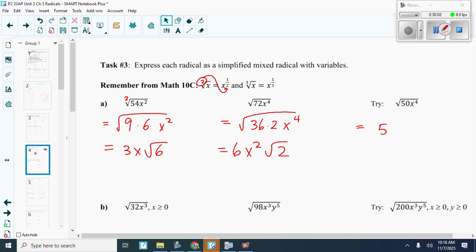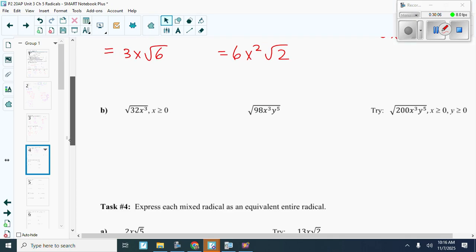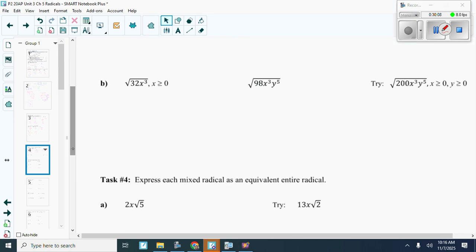So we have 5x square root 2. Okay, you'll notice the question even gives you the restriction because now we have an odd exponent under an even index. So there will be restrictions. Okay, so the same thing happens. So this one we're going to look at.